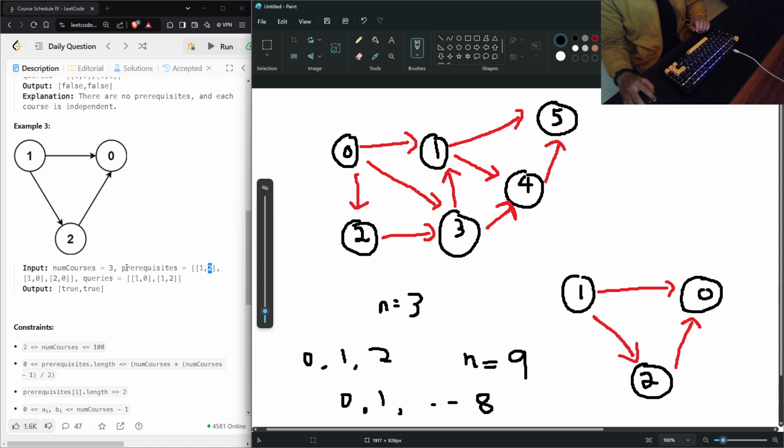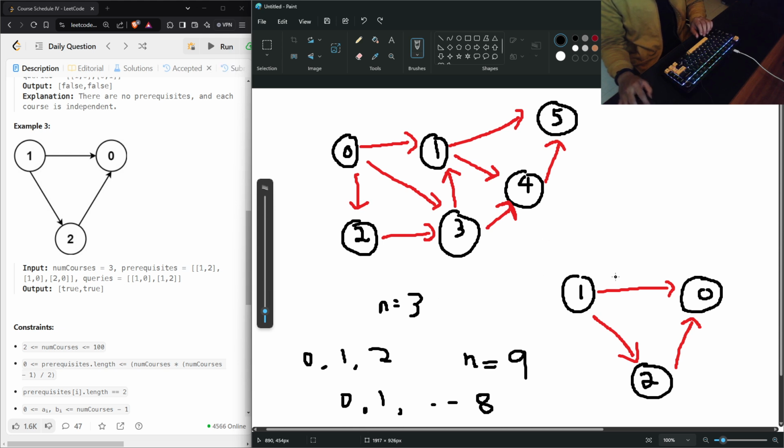And if you take a look at the prerequisite list that they have provided, it indicates that there is a connection from node 1 to node 2. If you take a look at the third example, the number of courses is 3. So the nodes we have are 0, 1, 2, and the prerequisite list indicates connections. There is a connection between 1 and 2, as you can see here. There is a connection between 1 and 0. There is a connection between 2 and 0 as well. So this is how the problem has been described.